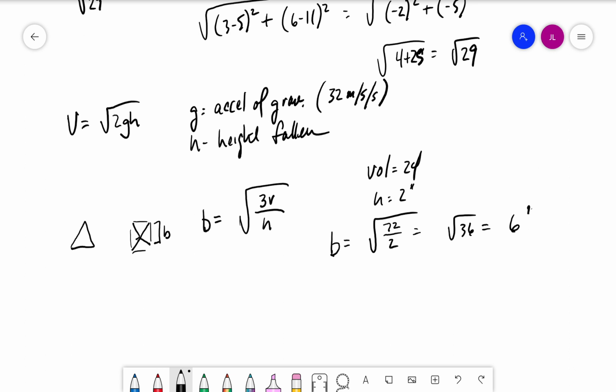So we can use radicals in a lot of instances to solve problems. A lot of things are based off the Pythagorean theorem and distance formula.